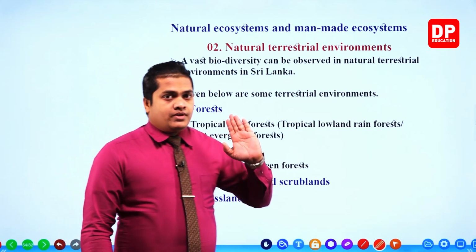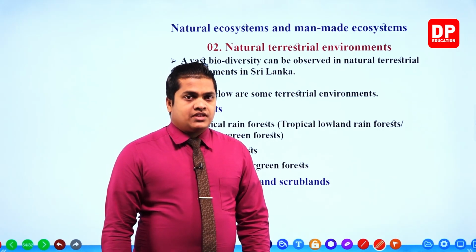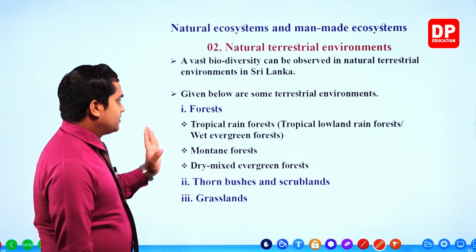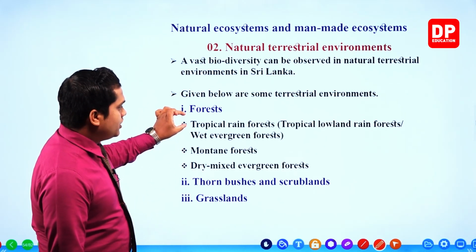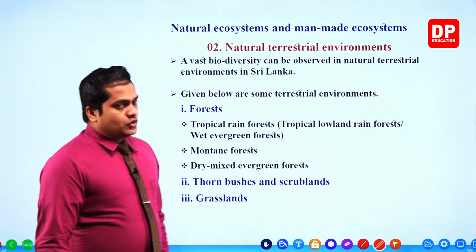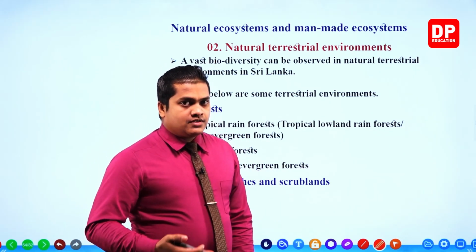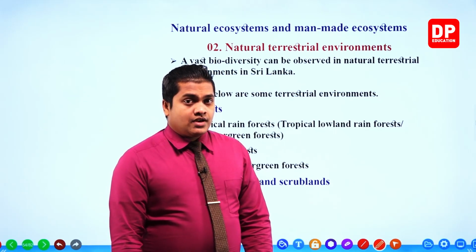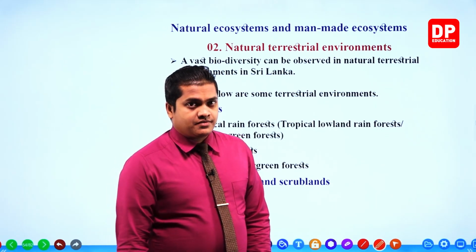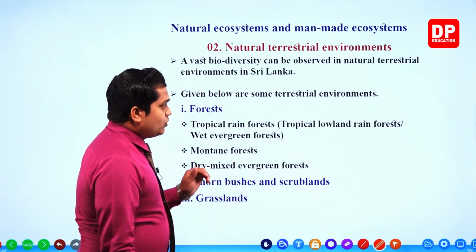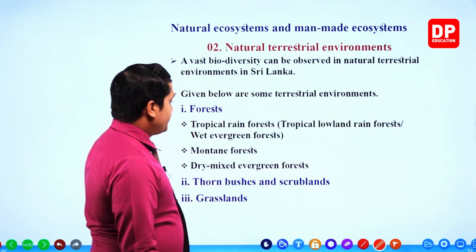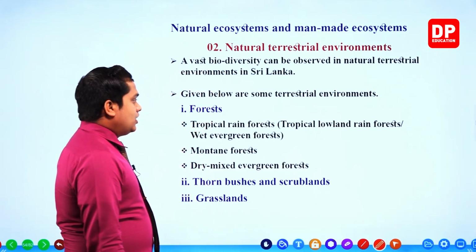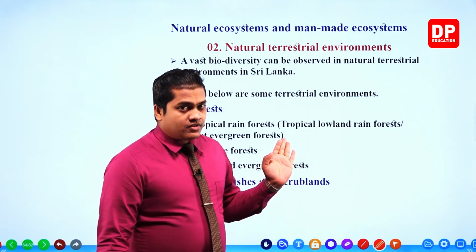When we are discussing the natural terrestrial environments, the first and foremost thing to study is forests. There are several kinds of forests. First of all, we'll be focusing on tropical rainforests. We'll be identifying the special, key factors in tropical rainforests, then the importance of tropical rainforests, and the places where we can observe them. These tropical rainforests are also called tropical lowland rainforests, or wet evergreen forests. Both of these terms refer to tropical rainforest, my dear children.